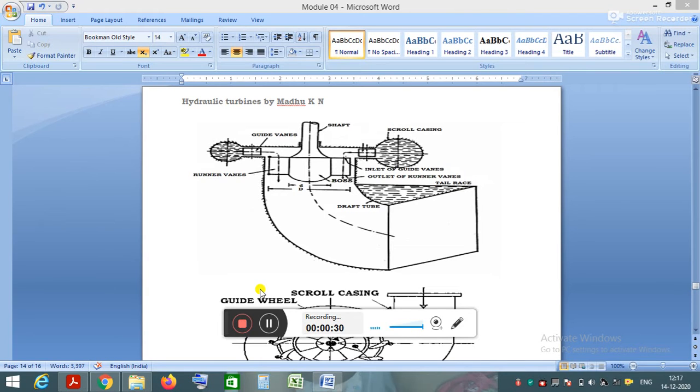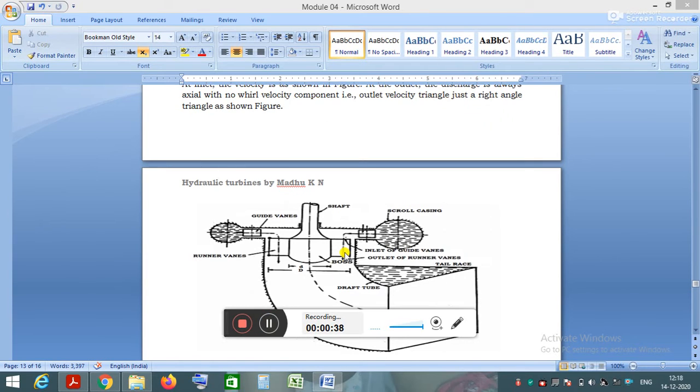Kaplan turbine is an axial flow turbine in which the flow of water is parallel to the axis of rotation of the shaft. Here you can see the water enters parallel to the axis of rotation of the shaft, and hence it is called the axial flow turbine. The construction and working of Kaplan turbine and Francis turbine is almost the same.